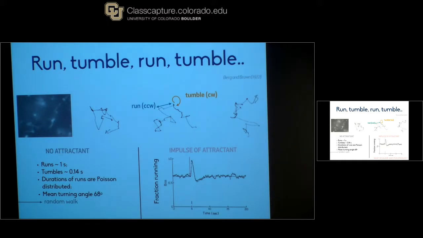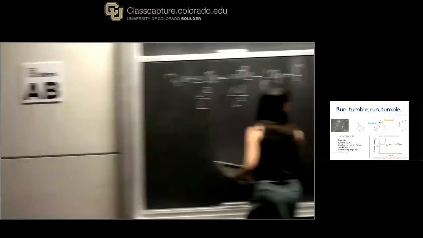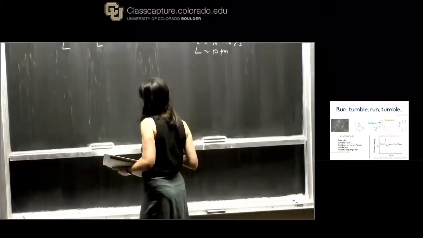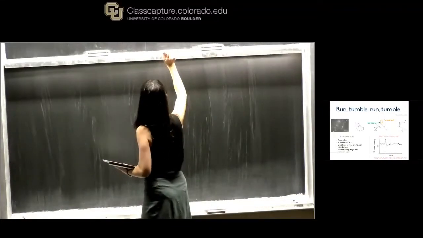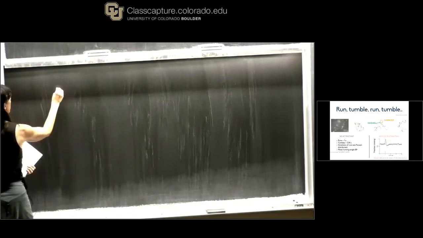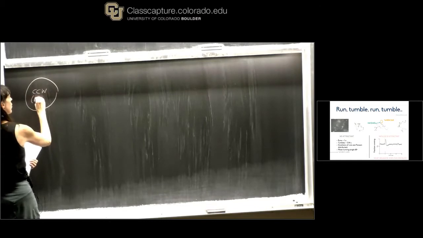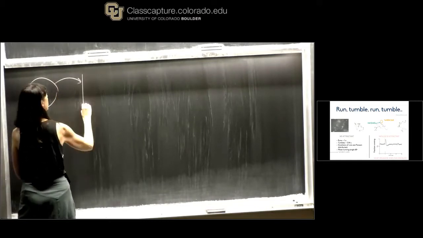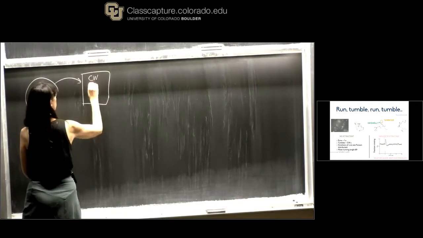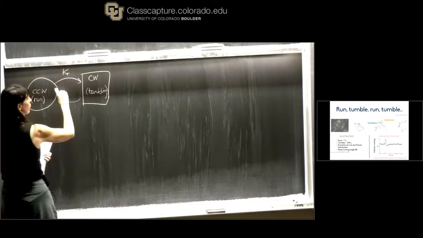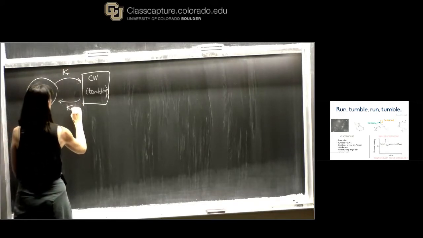Okay, so what does this do to our bacteria? We've said that we have two states for the flagella. One is the counterclockwise, which is the run state, and the other one is the clockwise, which is the tumble state. Okay, and we have rates. This we'll call K run, the rate of transition, and this we'll call K tumble.